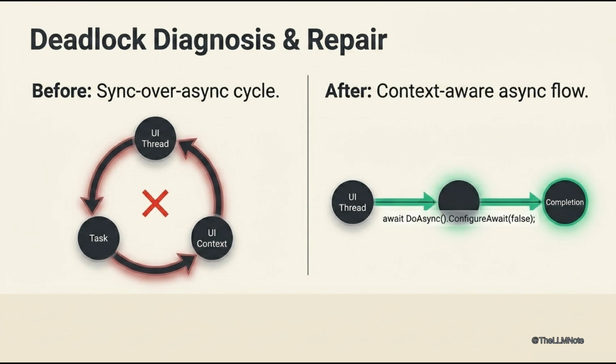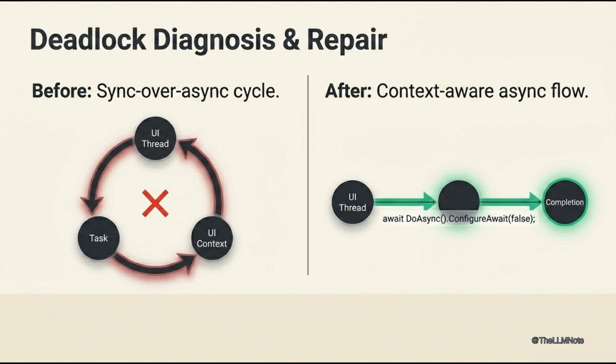So what's the real problem? Let's talk about deadlock diagnosis and repair. A UI handler calls .Result on a task: deadlock. The Async Task Graph reveals the cycle: the captured context blocks, preventing the task's continuation from executing. Fix: await the async method instead. Async all the way up to the entry point. Result: deadlock eliminated, thread pool freed, scalability restored.